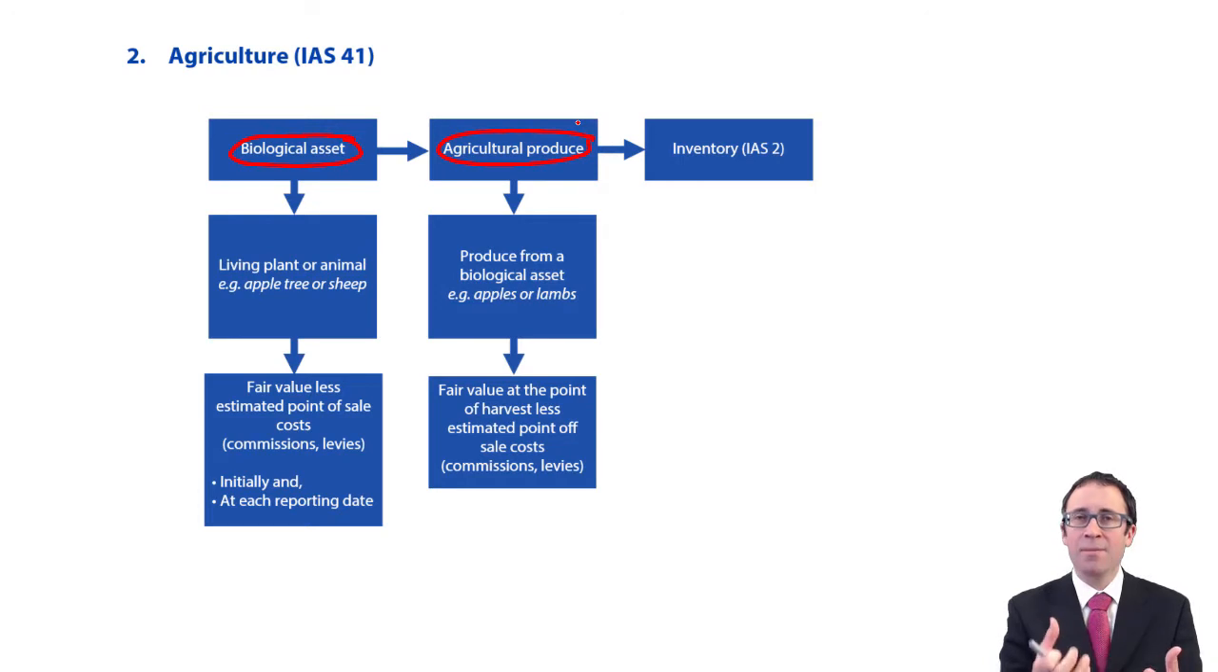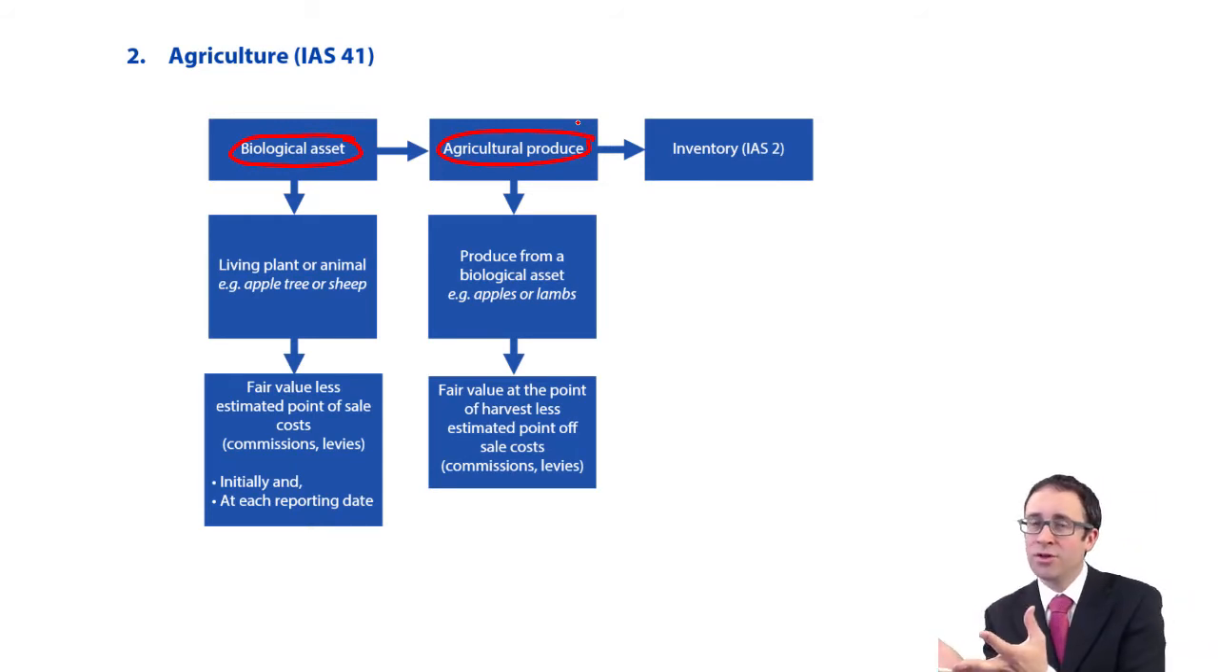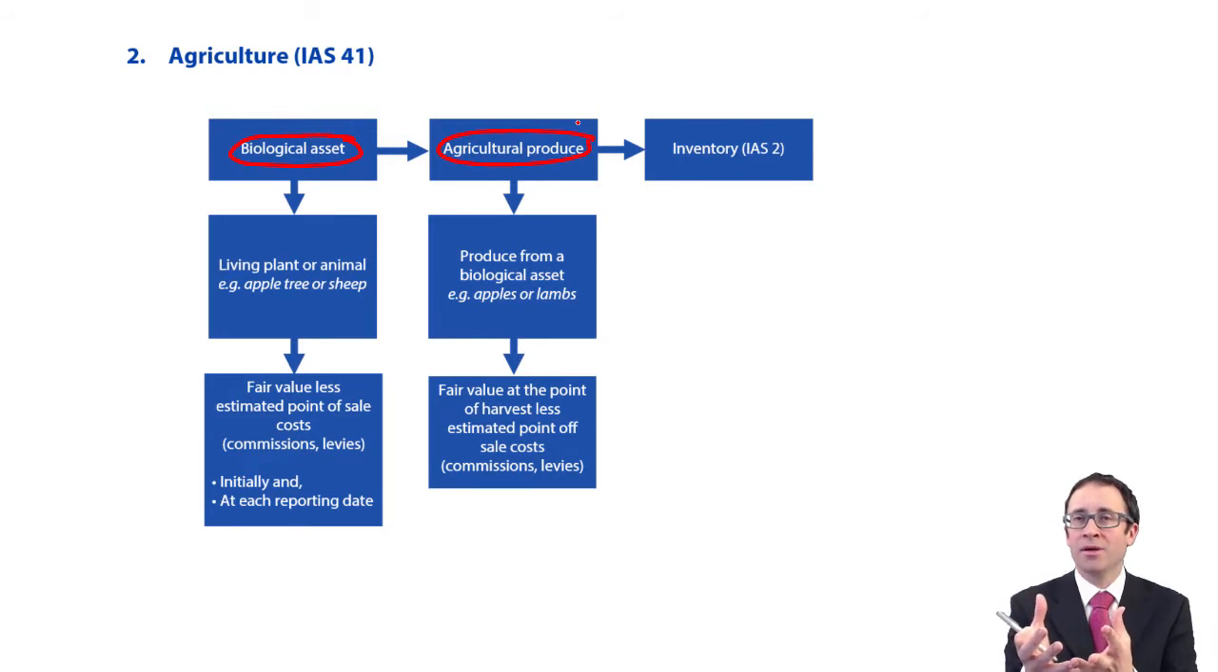Okay, the key bit there is that you've got this agricultural produce that comes from the biological asset. So if you think about a cow, that's a biological asset. Then the agricultural produce could be the milk, or it could be the carcass of the cow that goes off to create your leather goods, and then effectively the carcass is what goes into the inventory, isn't it? Because that's then turned into leather, which goes into the leather jacket.